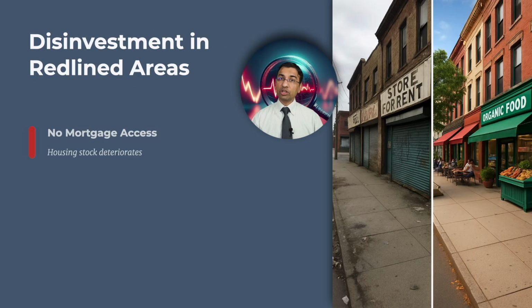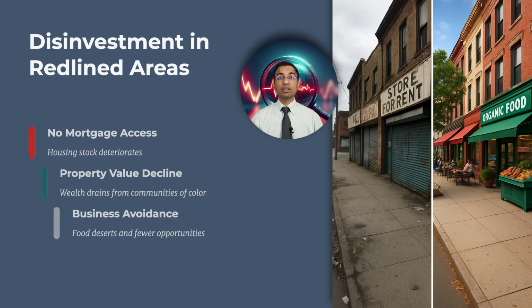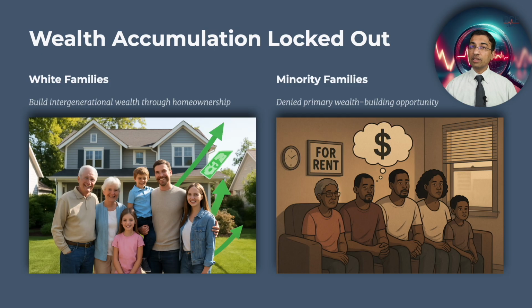Without access to mortgage or public investment, the neighborhood infrastructure crumbled in former redlined areas. Property values stagnated or fell, draining wealth from communities of color. Retailers and grocery chains then avoided these neighborhoods due to market risk, which creates food deserts and fewer economic opportunities for people. This path dependency makes it easier for white families to build intergenerational wealth through home ownership, while putting multiple roadblocks in front of black and minority families, effectively denying many of them this primary wealth-building opportunity.